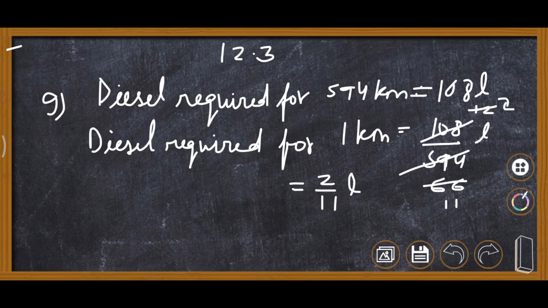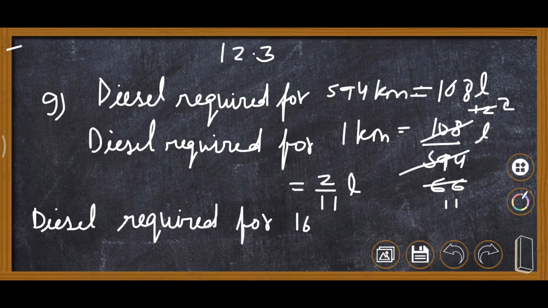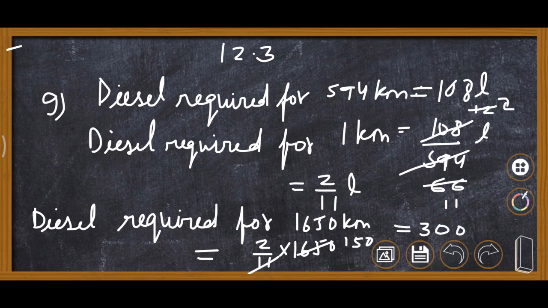Now we will find diesel required for 1650 kilometer. Then here 2 upon 11 multiply 1650. Now we will reduce this. So 11 ones are 11, 11 fifties are 550. Now 150 multiplied by 2, then it is 300 liter. So 300 liter diesel is required for this.